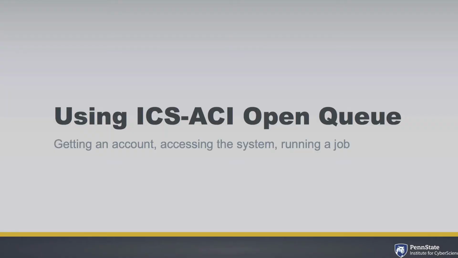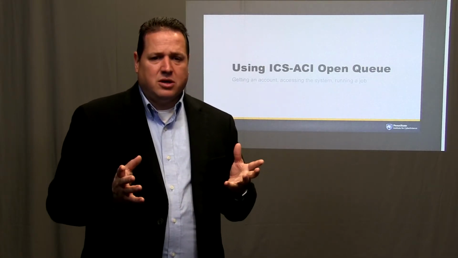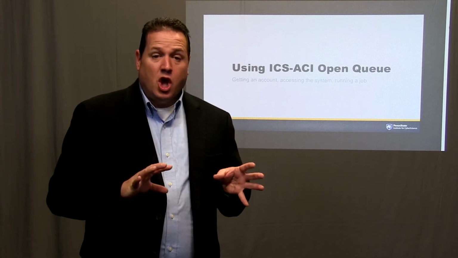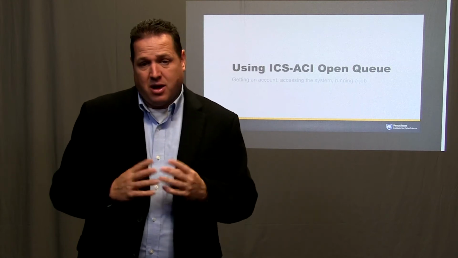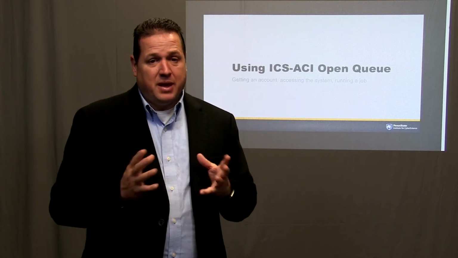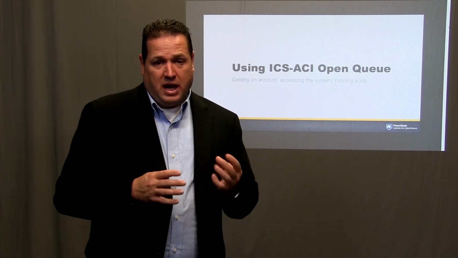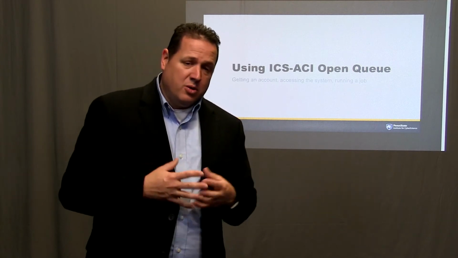So I want to talk about utilizing the Open Queue. Anyone with an active Penn State account can get access to our system. They can get an account on the system to be able to try to run jobs. You will need a sponsor or principal investigator, primary investigator. You might see the term PI. When I say PI, that's what I refer to. You can use your advisor if you don't have a PI per se, if you're a student and you want to try and get on.